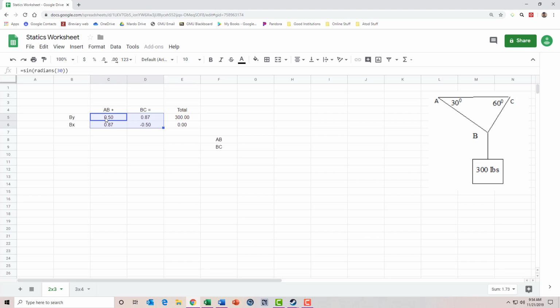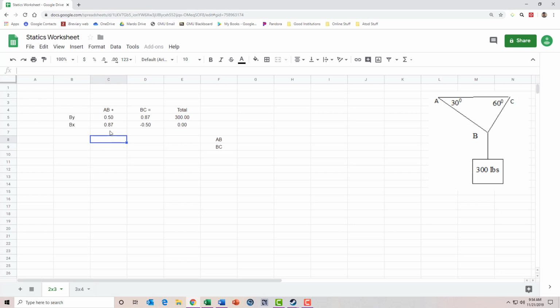Now if you remember, if we go back to our PowerPoint presentation, this is our matrix A, where we have our coefficients, and this is matrix B, where we have our answers. What we need to find is matrix X, which has the answers for what is AB and BC. So first we start off by taking the inverse of A.